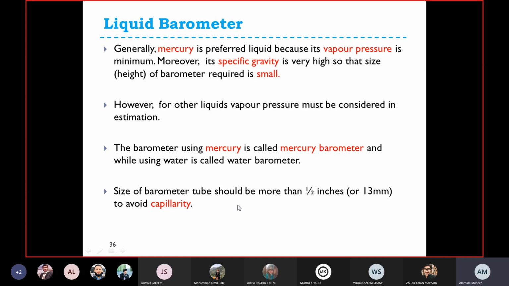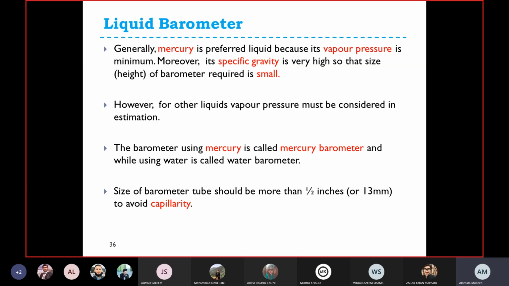Check this slide. Generally, mercury is the preferred liquid because its vapor pressure is minimum. Moreover, its specific gravity is very high, so the size of barometer required is small. However, for other liquids, vapor pressure must be considered in estimation. The barometer using mercury is called a mercury barometer, and while using water it is called a water barometer. Size of barometer tube should be more than ½ inch to avoid capillarity.